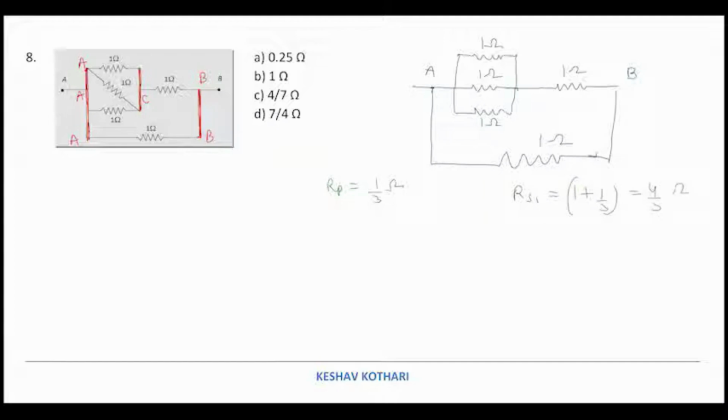So if we write the effective value of resistance, then it is equal to R1 R2 upon R1 plus R2. So we get this as 4 by 3 and 7 by 3. So we get the value equal to 4 by 7 ohm. So for this particular combination, C option is correct, that is 4 by 7.